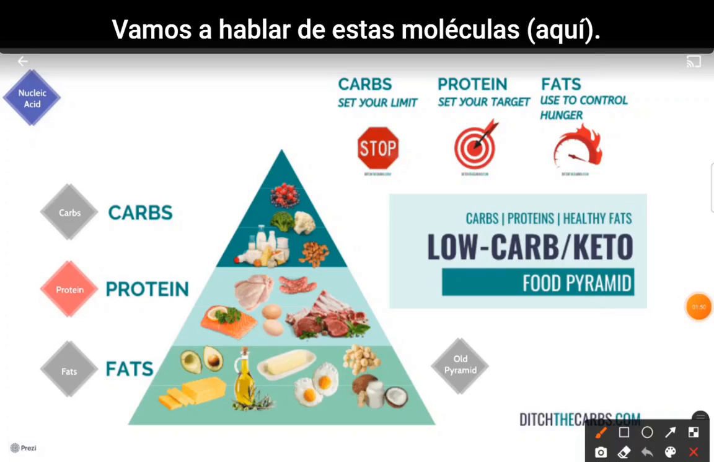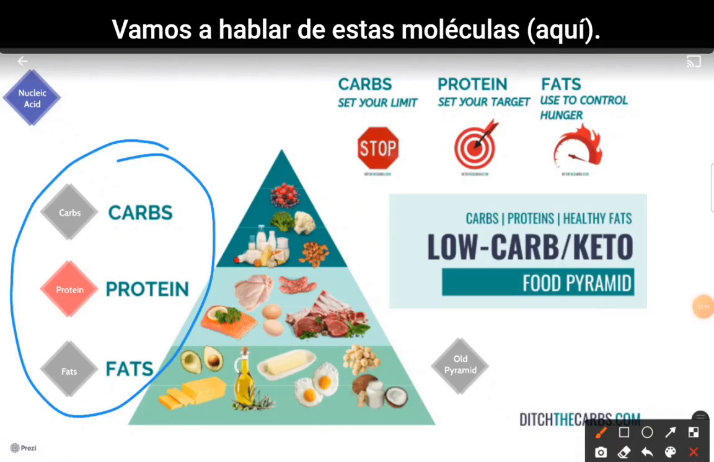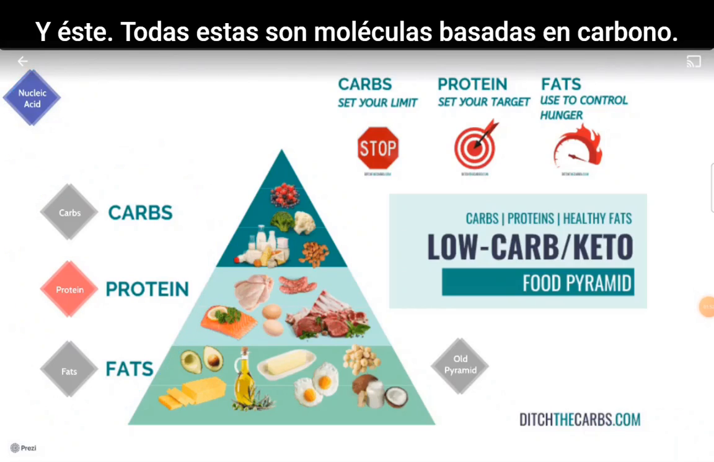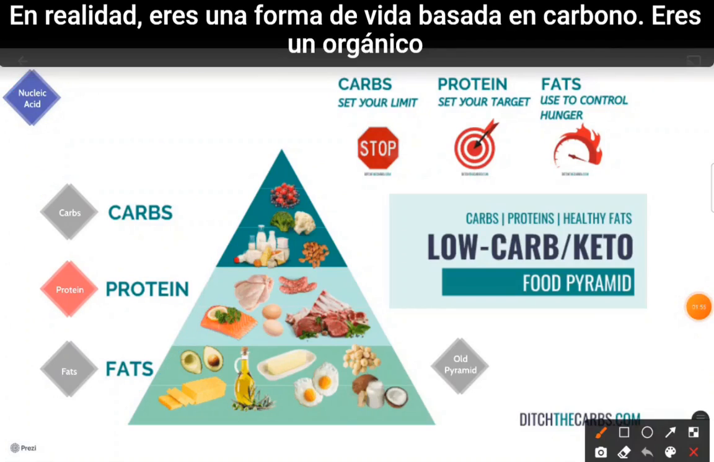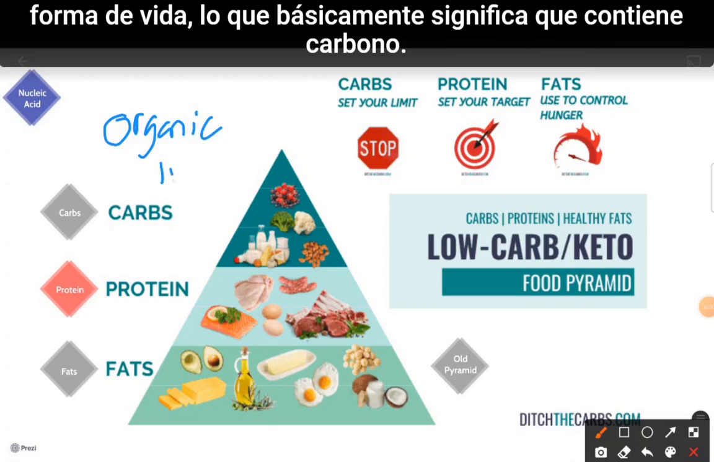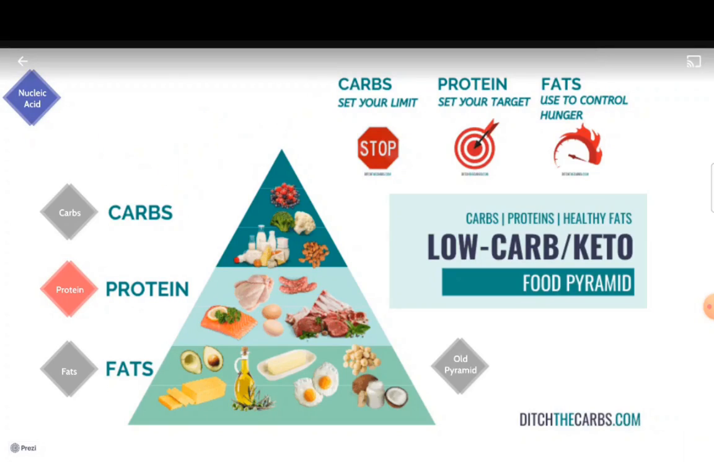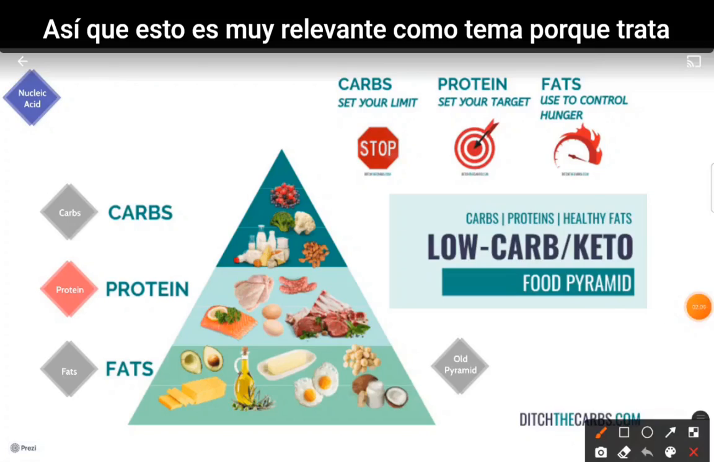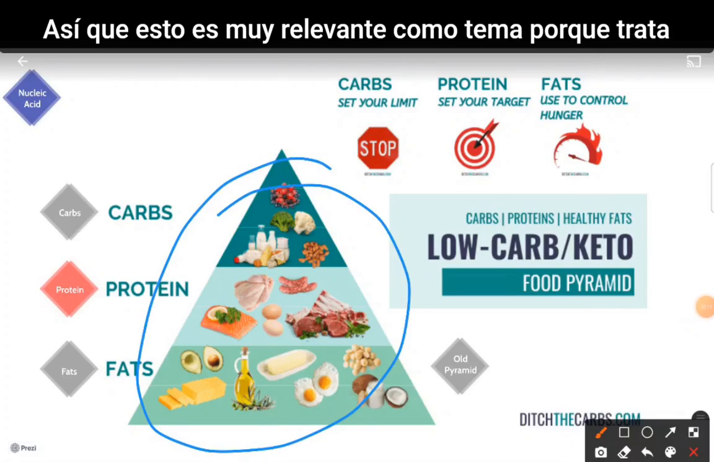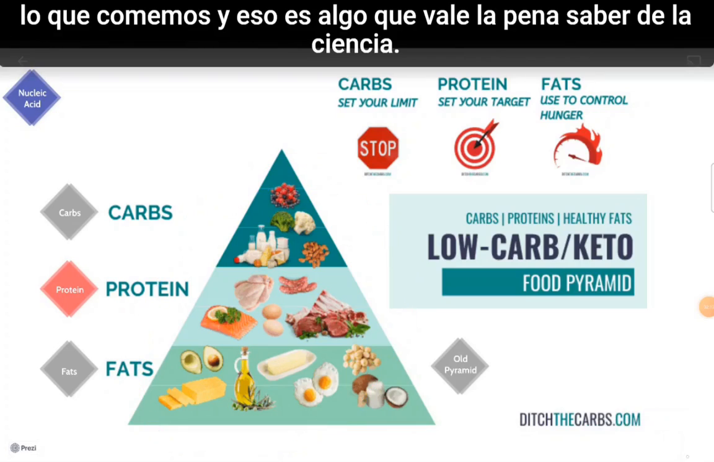Now we're going to talk about these molecules here and this one. These are all carbon-based molecules. You are actually a carbon-based life form. You are an organic life form, which basically just means you contain carbon. All right, so this is very relevant as a topic because it discusses what we eat, and that is a worthwhile thing to know from science.